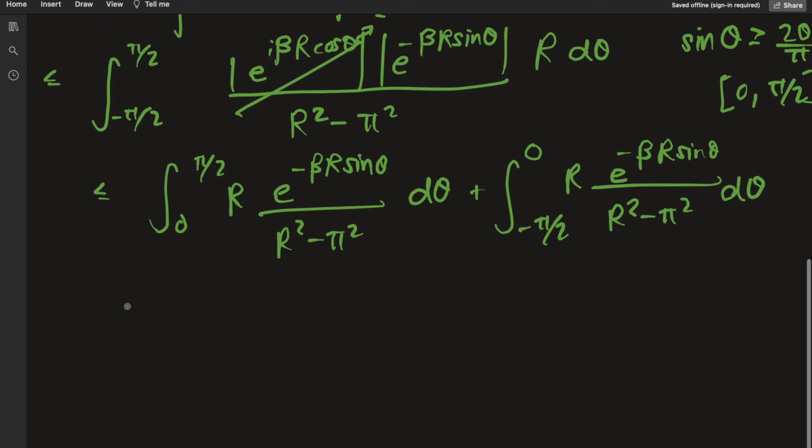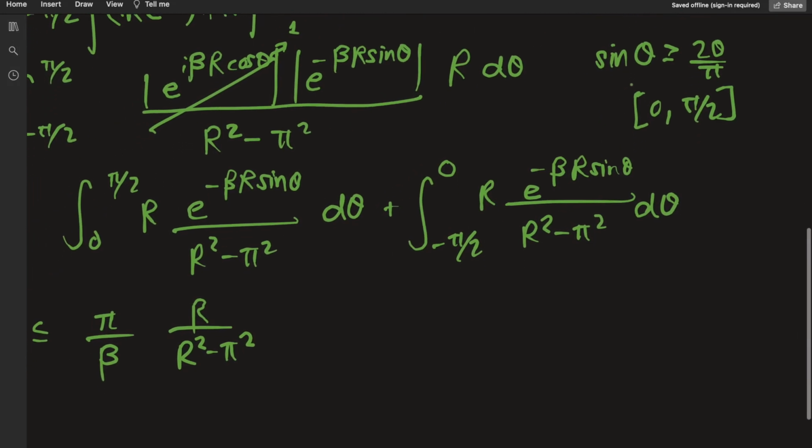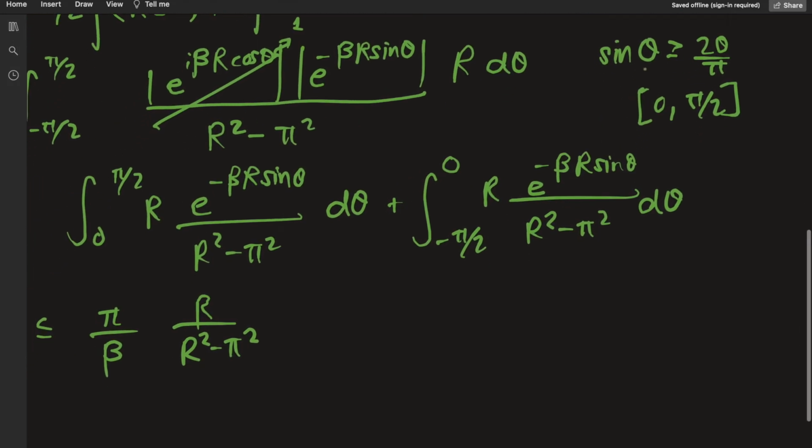Well, the first guy you don't need to worry about, because we can simply use Jordan's inequality and then directly Jordan's lemma to just end up with pi over beta times r over r squared minus pi. So I'm directly using Jordan's lemma. I'm not showing this substitution, like sine theta is greater than 2 theta over pi, then negative sine theta is less than negative 2 theta over pi. I'm not showing all of that.